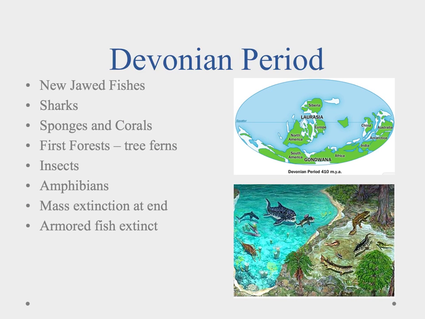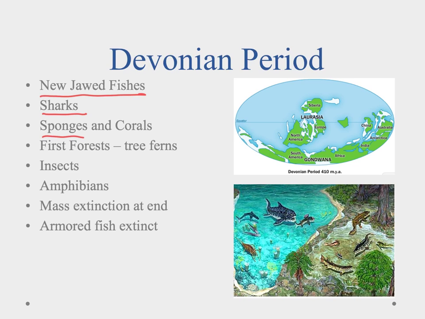Now the Devonian period came, and at the Devonian period, what we saw new was this whole idea of a jawed fish. So now we had a fish that instead of having a permanently open mouth, now had jaws that could open and close. And speaking of jaws, this is also when we saw the evolution of sharks. So sharks have been around since the Devonian period. Mind you, they've evolved over time, but this is where we start to see the first sharks appear.